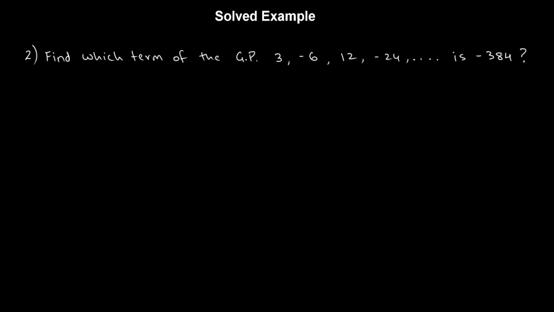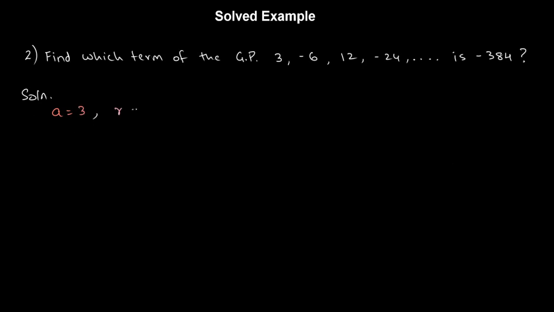We need to find which term of the geometric progression 3, -6, 12, -24, and so on is -384. Let's make a note of the parameters of the given geometric progression here. As you can see, the first term is 3, so I can say a, the first term, is equal to 3. Next, let's figure out what's the common ratio.